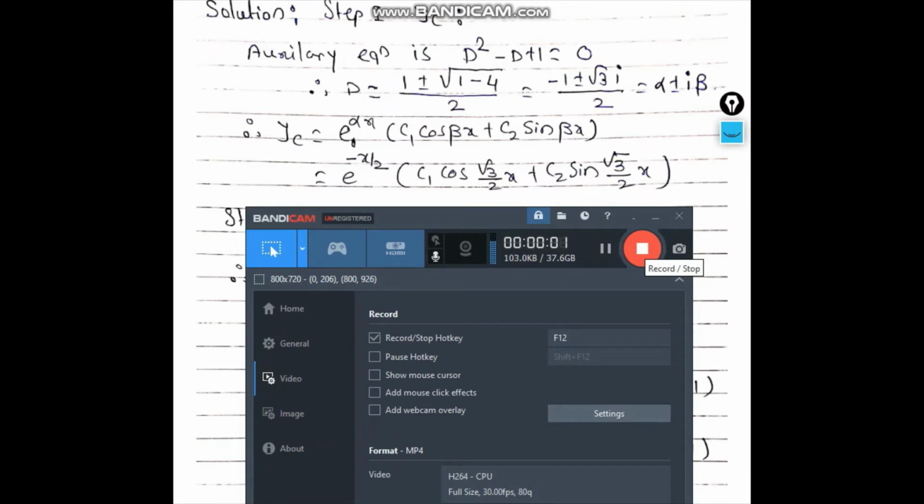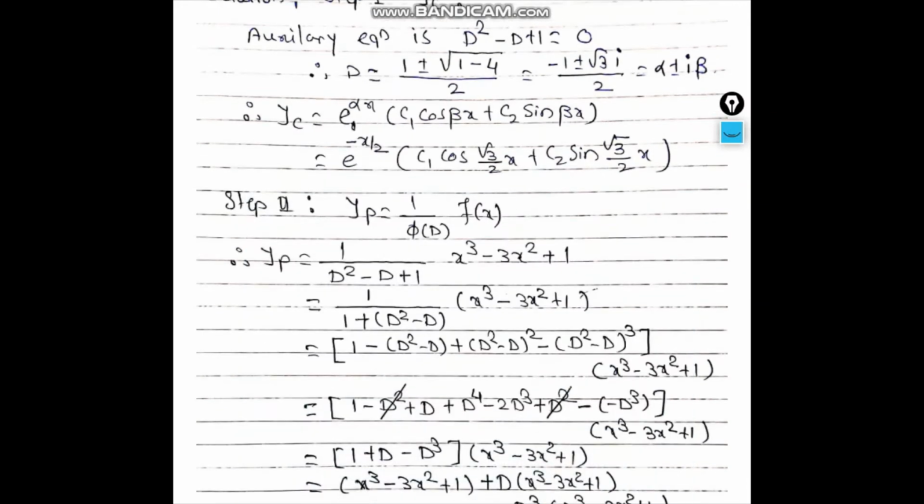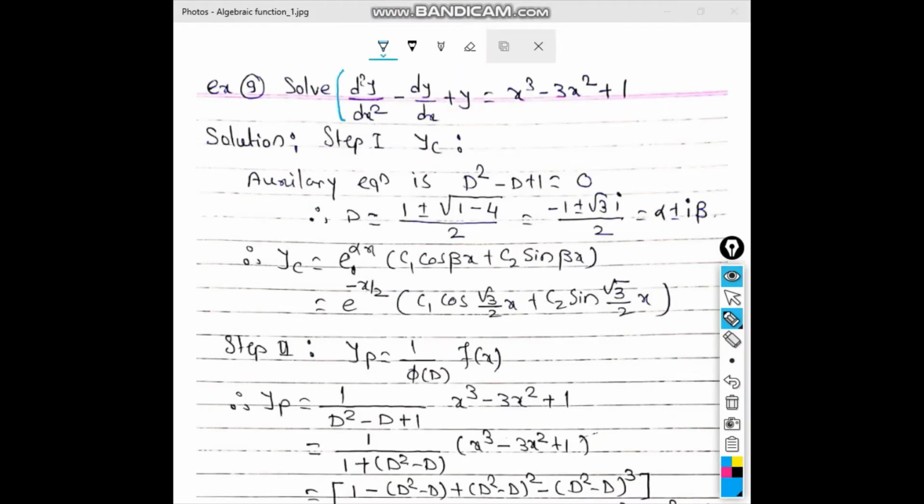Hello, I am Sachin Vivare. Let us see the method to find a particular solution for an algebraic function. We'll see this with the help of an example. The example is d2y by dx square minus dy by dx plus y is equal to x cube minus 3x square plus 1.